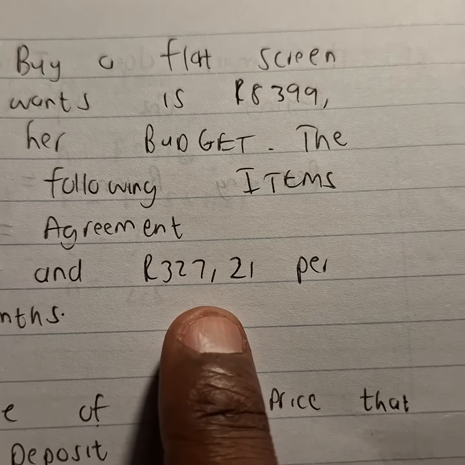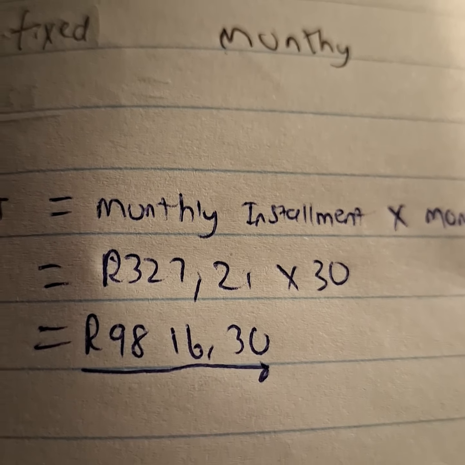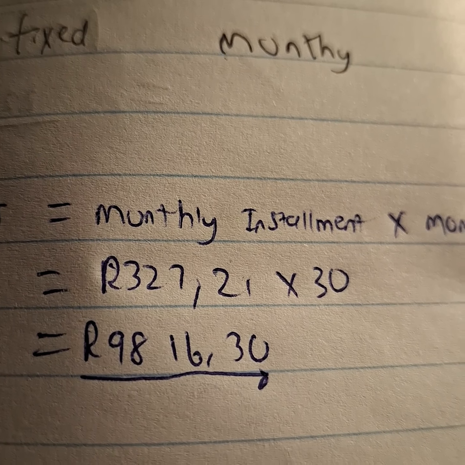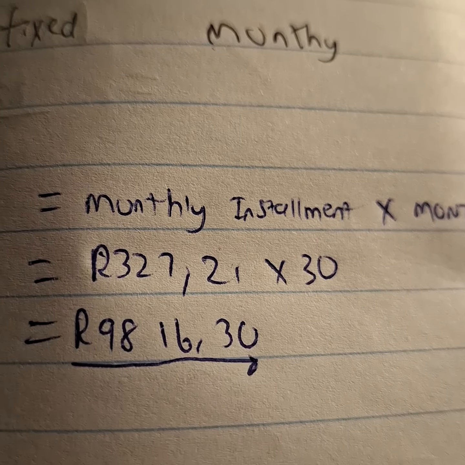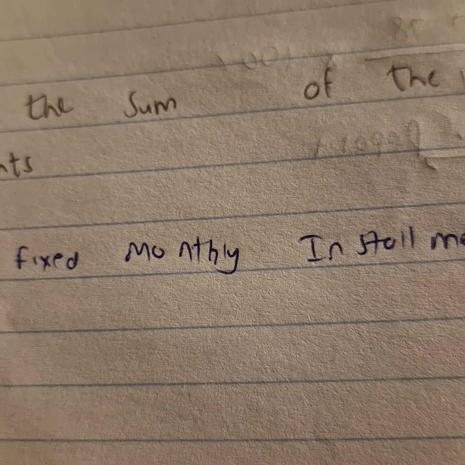We put this in the calculator, 327 rand 21 cents times 30, you get 9,816 rand 30 cents. That is the sum, the total amount from the fixed monthly installments that you will be paying for that 30-month period. That's how much you get. You can verify this in your calculator just to confirm. And the next question says determine the interest rate on the loan.